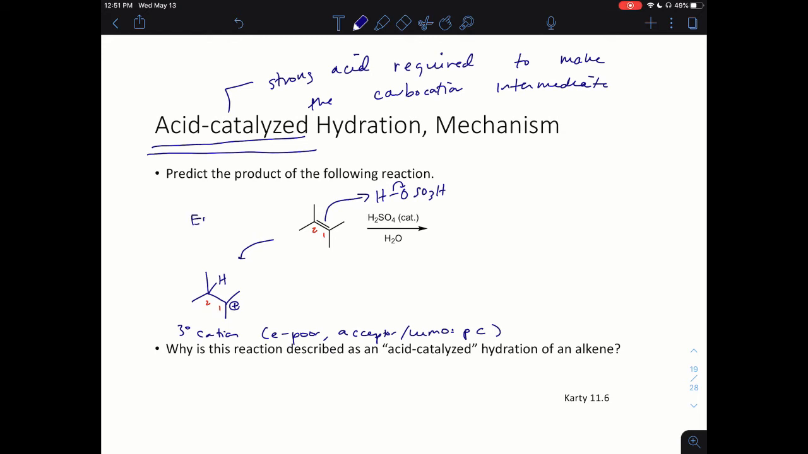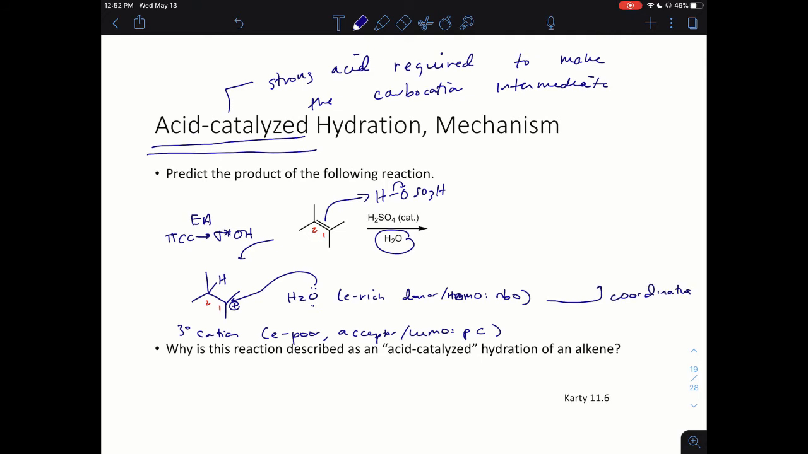So I ask you, are there any nucleophiles? Are there any electron-rich species in solution? Yes, we haven't mentioned it yet. It's water. And remember, this is a hydration, so we're probably going to add water. Yes, it is the electron-rich species. Its donor, or HOMO, is that non-bonding pair of electrons on oxygen. It will coordinate to the carbocation to generate the protonated alcohol.